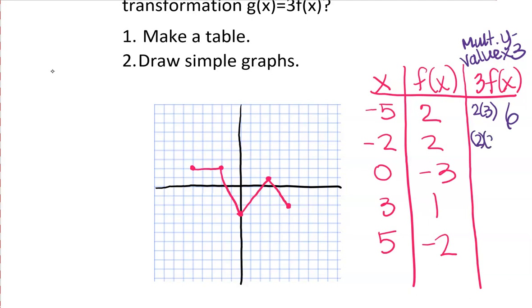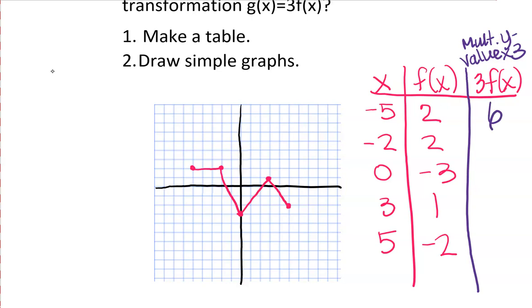Okay, so for this one, 2 times 3 would be 6. Oops, no, I did this one wrong. Sorry about that. Okay, so 2 times 3 would be 6. 2 times 3 would be 6. Negative 3 times 3 would be negative 9. 1 times 3 would be 3. Negative 2 times 3 would be negative 6. I think it's easier just to do it.